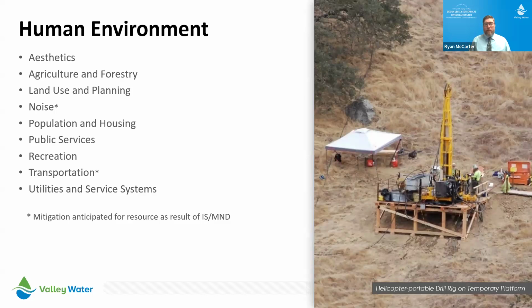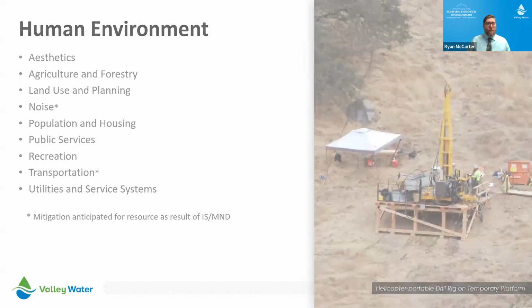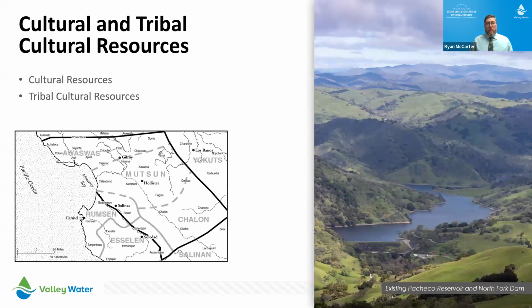And you can see on the right photo there, that's an image of what a helicopter drill borehole location looks like. So setting up a temporary deck to even out the slope, and then the drill rig sits on top of that. And then once it's completed, all that equipment is removed, and you're just left with a small disturbance area where the borehole was. Also, two other resources we'll be looking at are cultural and tribal cultural resources as part of the analysis.